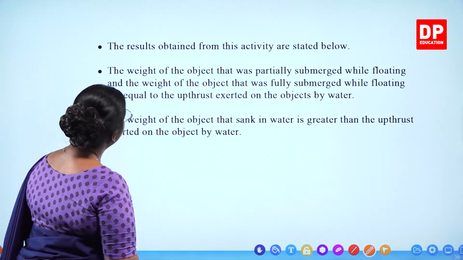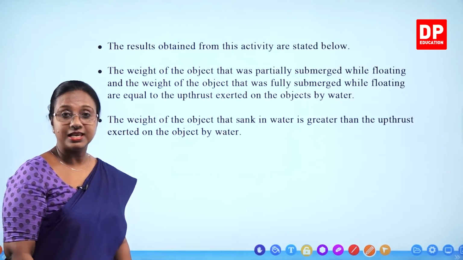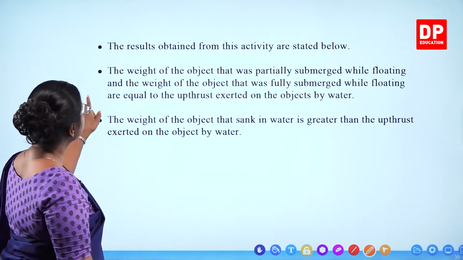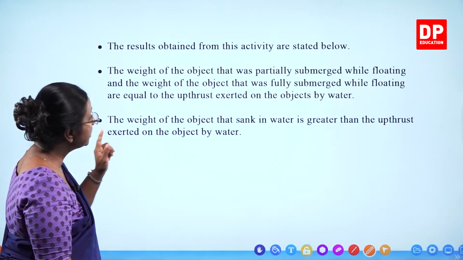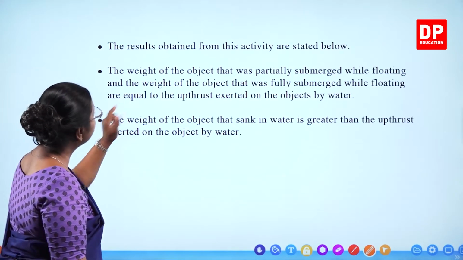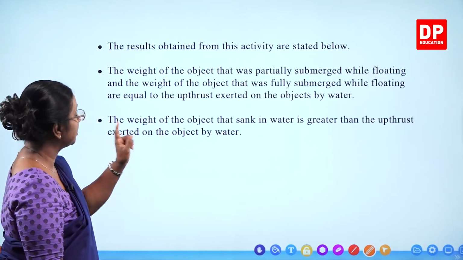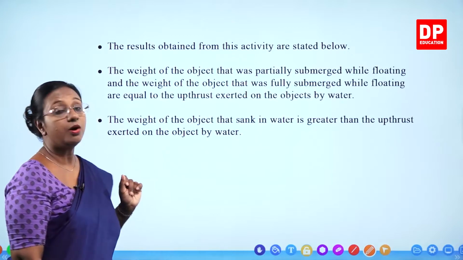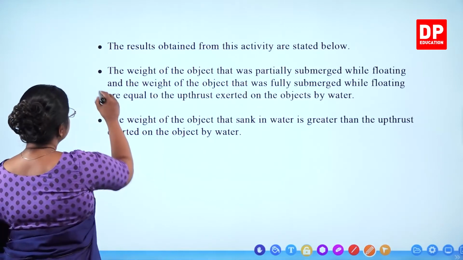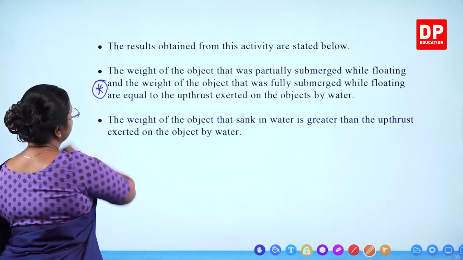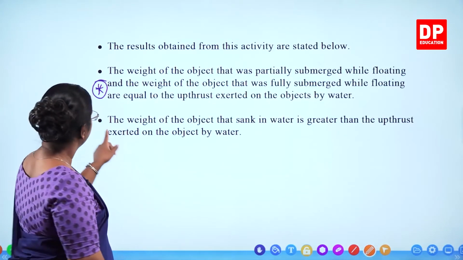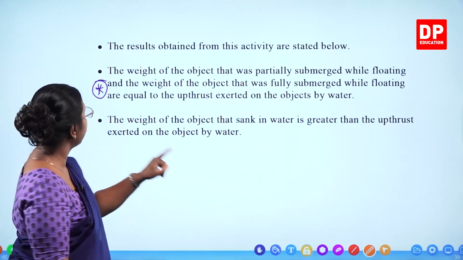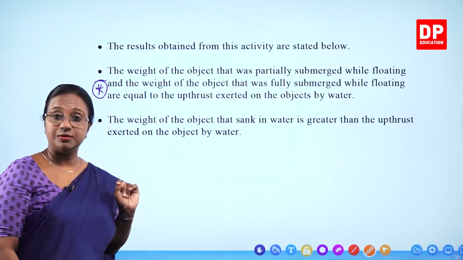So the results obtained from this activity are stated below. What I explained to you all before is given to you here. The weight of the object that was partially submerged while floating and the weight of the object that was fully submerged while floating are equal to the upthrust exerted on the objects by water. So this is one conclusion that you need to understand.